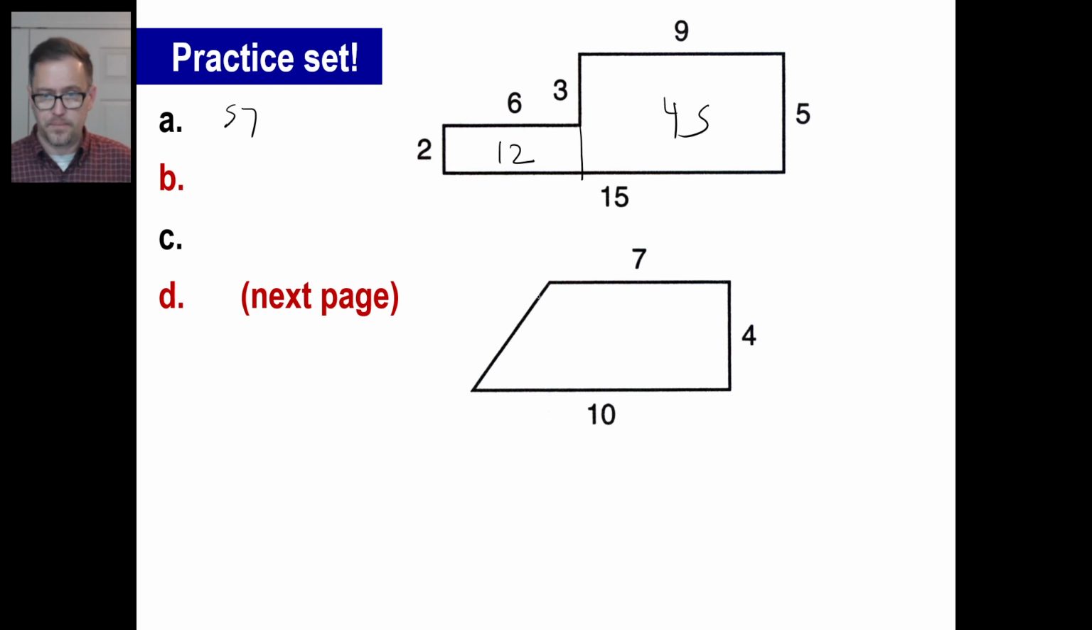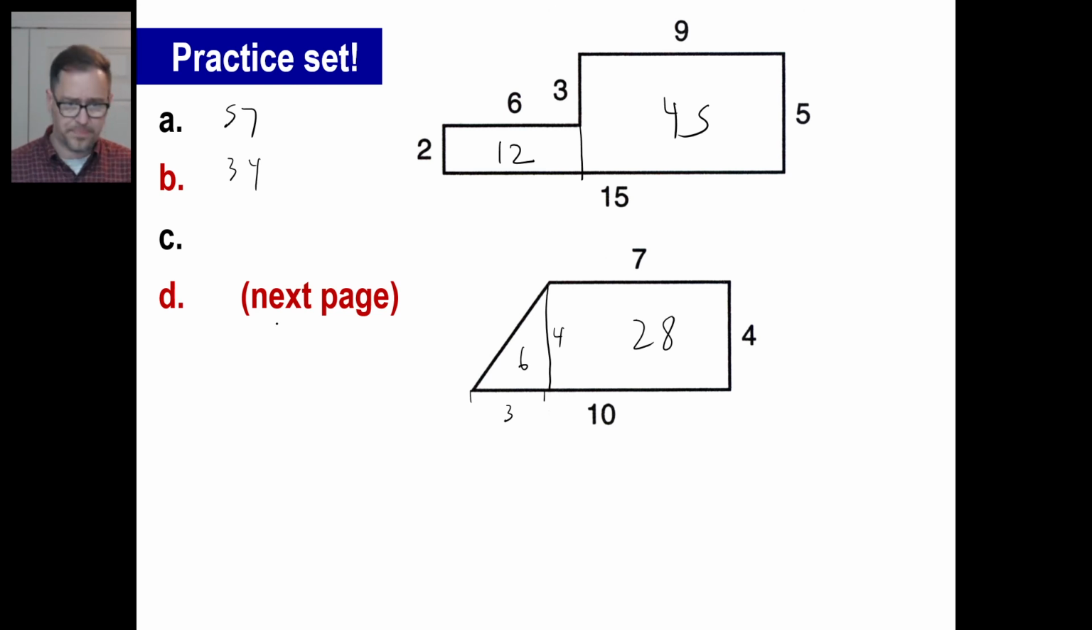Okay, here's B. We have to cut this into chunks again. This is an easy one. 7 times 4 is 28, right? The only question is, what is it from here to here, and how tall is this thing? Well, we know it's 4. We have 10 all the way across, 7 there, so that means this is 3. So we'll go 3 times 4, 12, divided by 2 is 6. So 28 plus 6 is 34, and there you go. All right, pause it and try C.